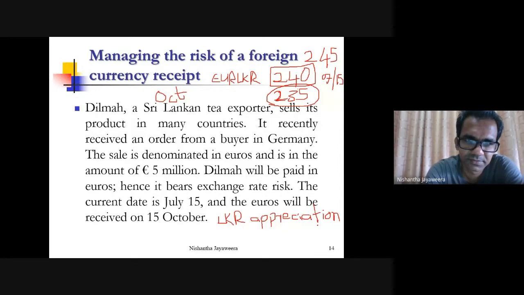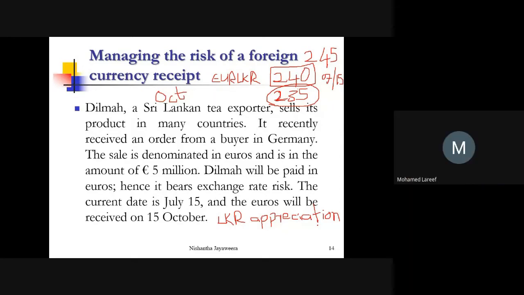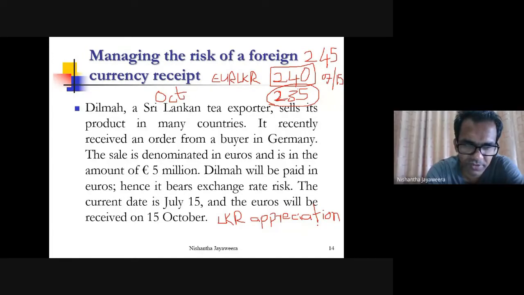So can the exporter enter into a forward rate exchange agreement or futures or option? Yes, you can enter into a forward contract or a futures if it's available, or otherwise you can enter into an option transaction. Whenever you say forward, what you would like to do in a forward transaction or in a futures transaction, both would be the same.